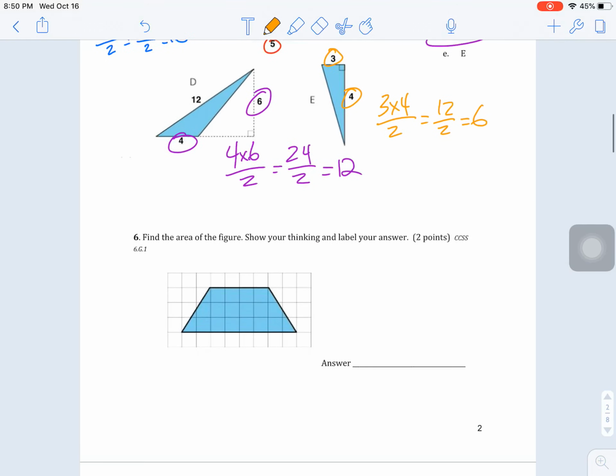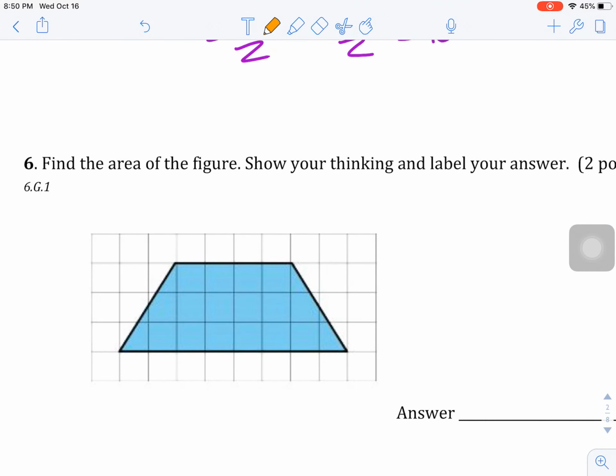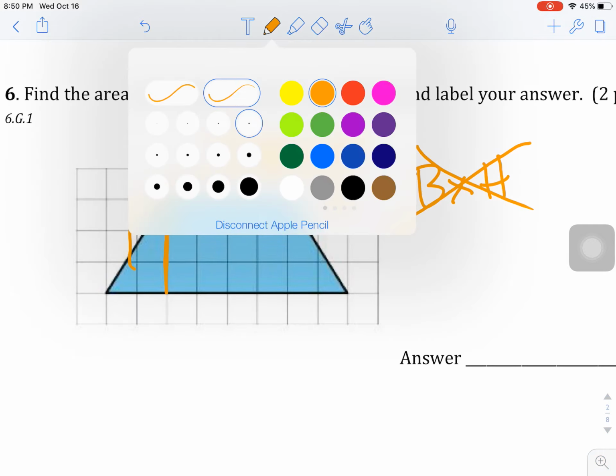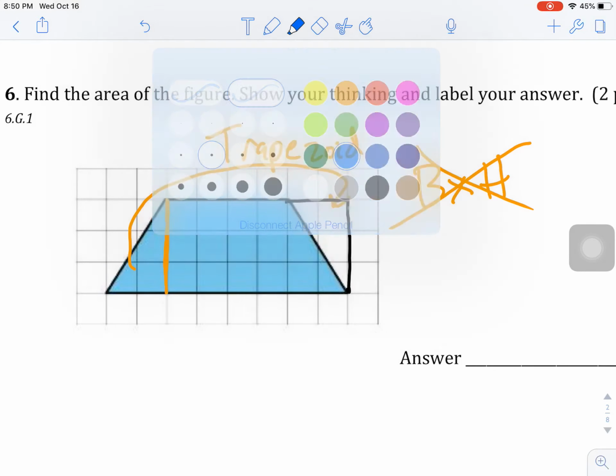All right, so number 6, you had to find the area of this figure and show your thinking. Okay, so this figure is a trapezoid. So we didn't learn a formula for that, so we can't just multiply base times height. Some people are trying to do that. So one way to think about it would be to cut the shape right there, and then move this piece right here. And that's going to basically fill in to give you a rectangle. And then from there, should be pretty easy.